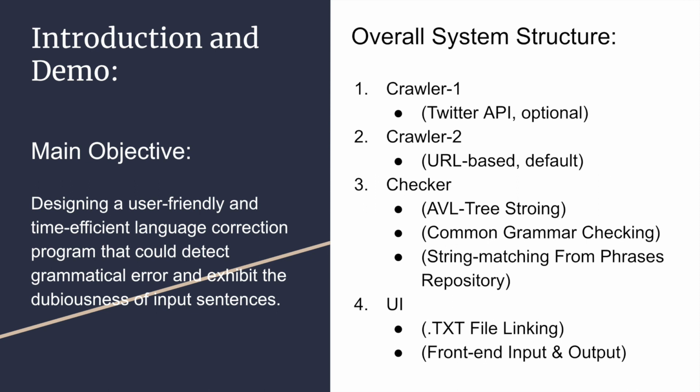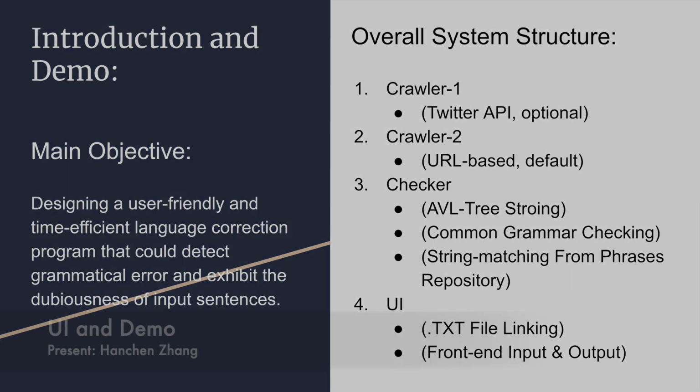We have two versions of crawler. The first crawler is an optional choice for users since it has API-based functions that require an API key to run. And the second crawler is automatically initialized when the user tries to run the whole program. We also have an AVL tree structure-based checker that contains the two listed methods here, and a user interface for viewing input and output.